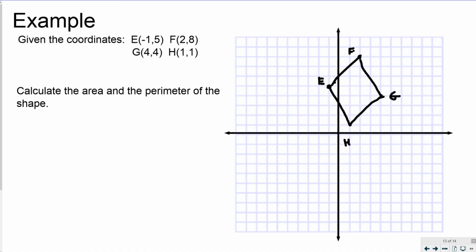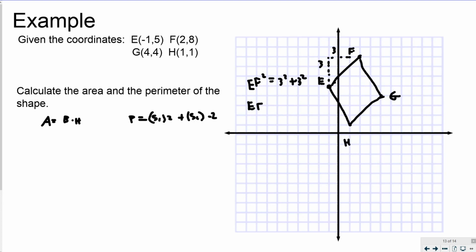And G equals 4, 4. Okay, so to calculate the area and the perimeter, it's the same formulas that I've used before. Area is equal to base times height. Perimeter is equal to side 1 times 2 plus side 2 times 2. So to calculate those lengths, we need to do the Pythagorean theorem here. So we're going to go up here and over this way, and I've got a 3 and a 3. So if I quickly do the Pythagorean theorem, because this video is starting to get long, EF squared will be equal to 3 squared plus 3 squared.